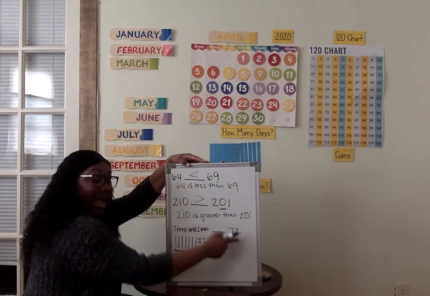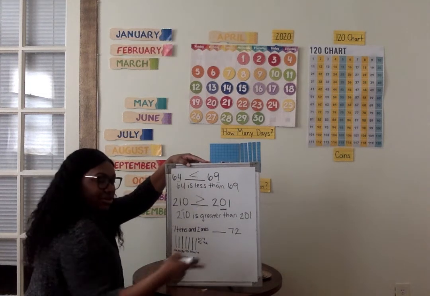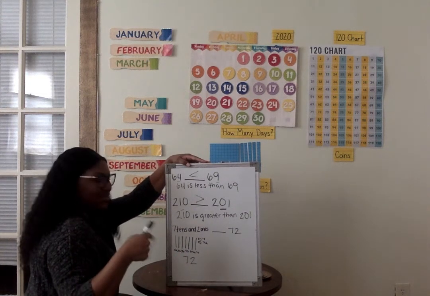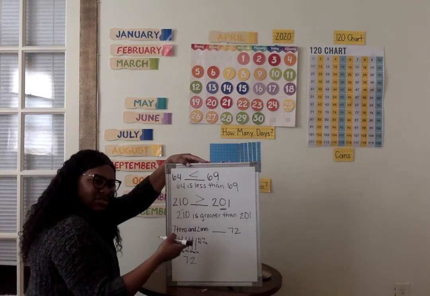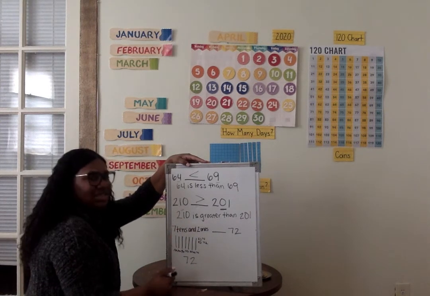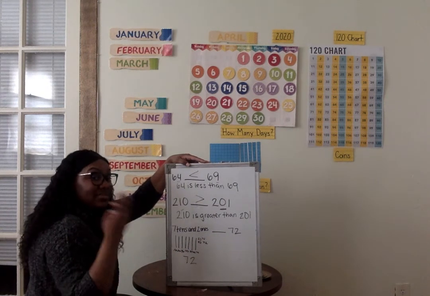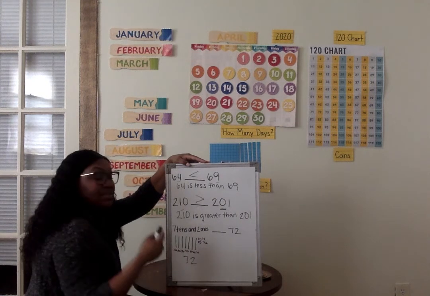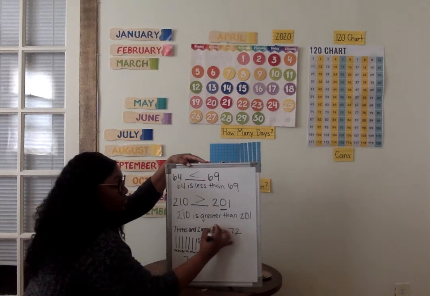Oh, and look, I have the number 72 on this side as well. So is 72 greater than 72? No, that doesn't make sense. Is 72 less than 72? Yeah, you're right. That doesn't make sense either. Are 72 and 72 the same number? Absolutely. So that must mean they are what? They are, you got it, they're equal.